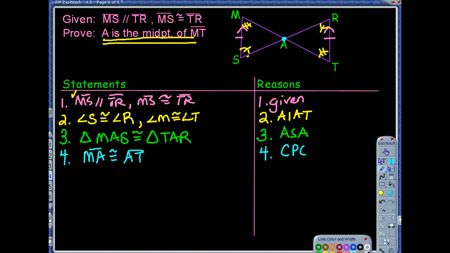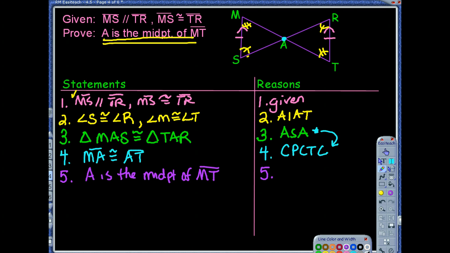And notice again, you proved congruent triangles, you're using CPCTC again, okay? And then from there I noticed that because the segments are congruent, that means that it is definitely the midpoint of that segment. So I think now I can go to say A is the midpoint of segment MT. And I don't want to use CPCTC again, but that's the definition of a midpoint.